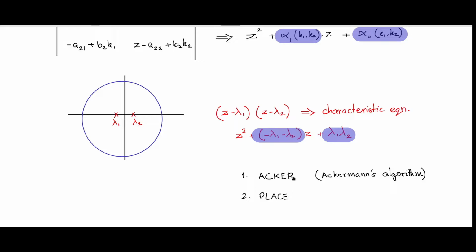Acker can be used for a small order system, and here even identical closed loop pole locations at the same point is also allowed. Whereas Place is more accurate and has the capability to handle a very large number of states. But this cannot take identical pole placements. So you may have to displace the poles slightly by some decimal points.